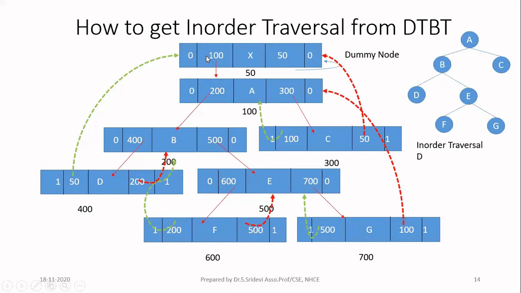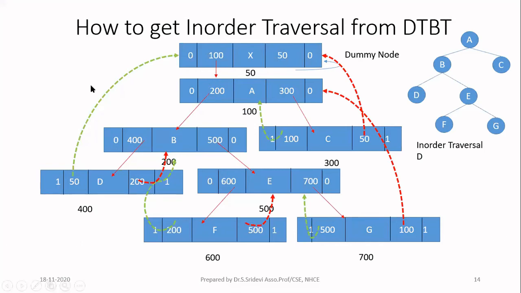So 100 is here. With 100, I am going to the root node. The root node is stored at the address 100. Then I want to perform the in-order traversal. In in-order traversal, first I have to travel with the help of the left pointers till I reach 1 in the thread field.